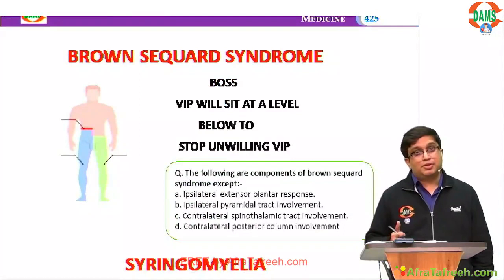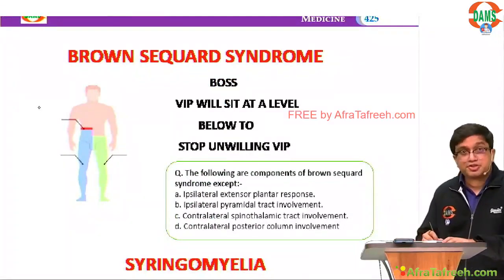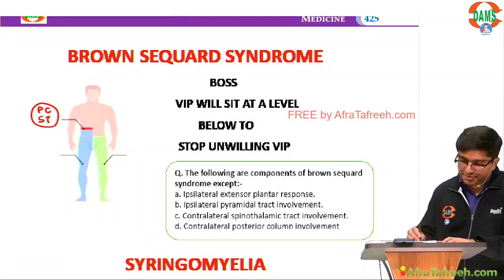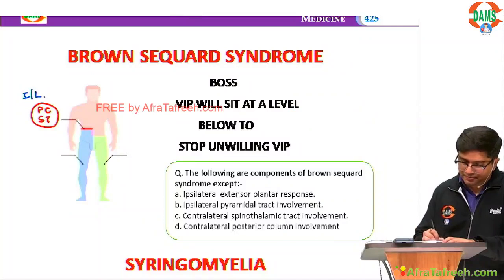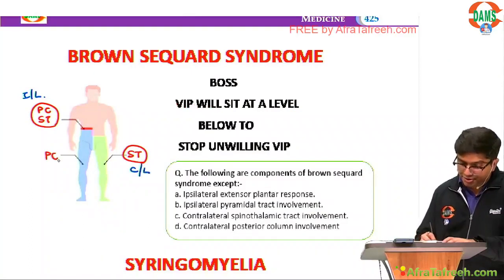Brown-Séquard syndrome, a quick recap. In the patient at the level of the lesion, the posterior column and spinothalamic tract are affected on the same side, ipsilateral. Below the level of lesion, the spinothalamic tract is affected on the opposite side, contralateral. Below the level of lesion, the posterior column is affected on the same side, ipsilateral.